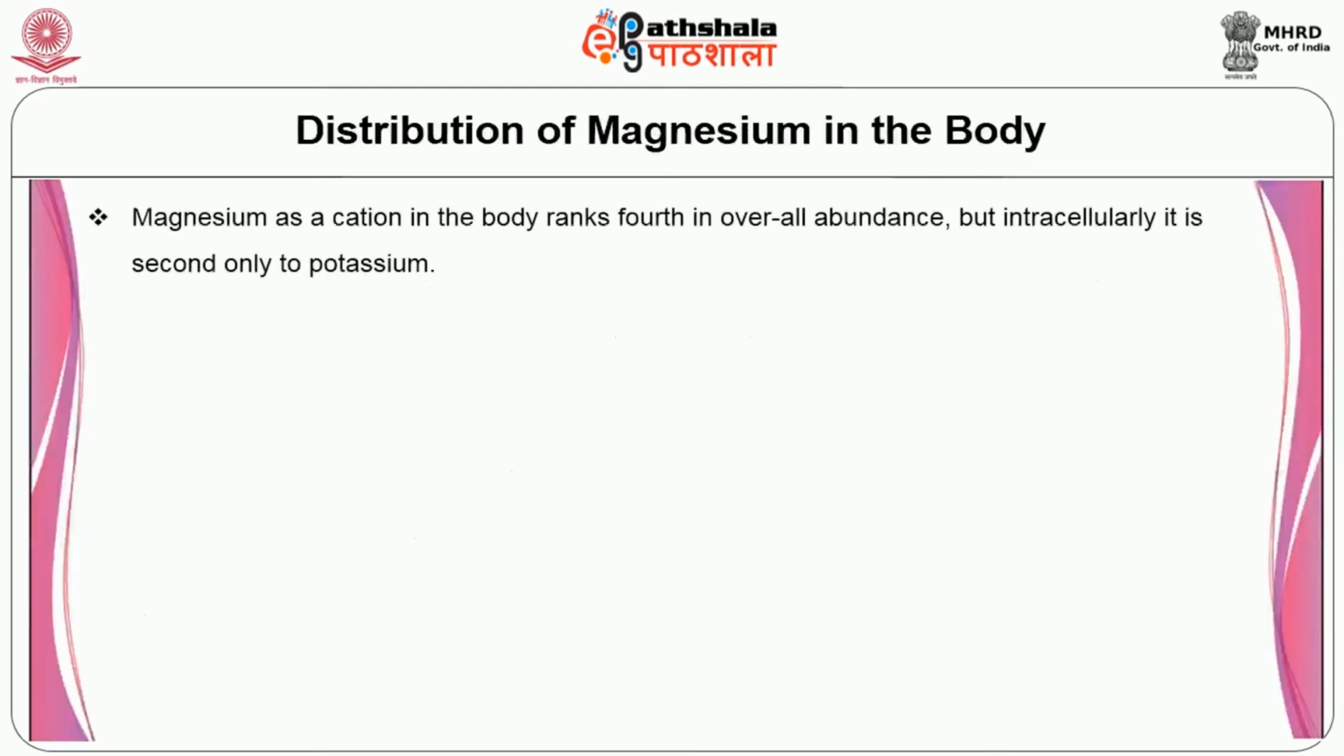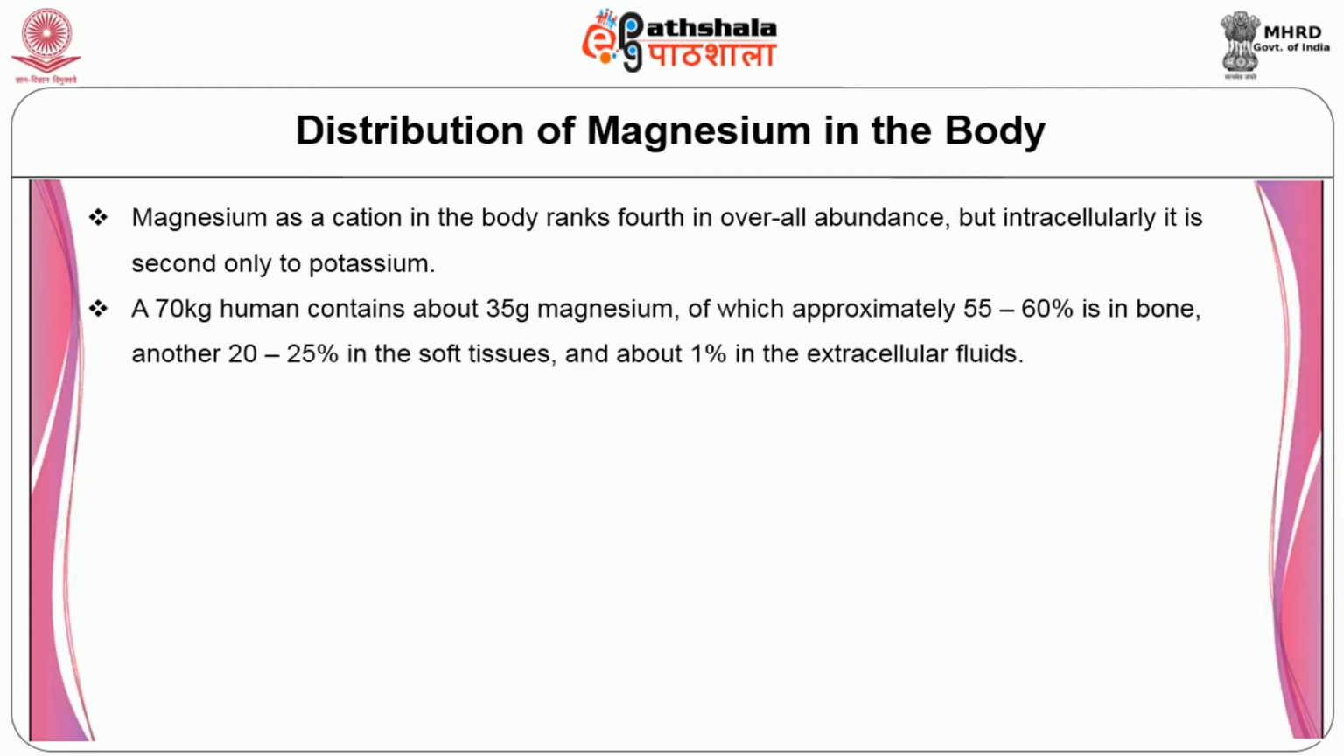Let us get to know the distribution of magnesium in the body. Magnesium as a cation in the body ranks fourth in overall abundance, but intracellularly it is second only to potassium. A 70 kg human contains about 35 grams of magnesium, of which approximately 55 to 60% is in the bone, another 20 to 25% in the soft tissues, and about 1% in the extracellular fluids.